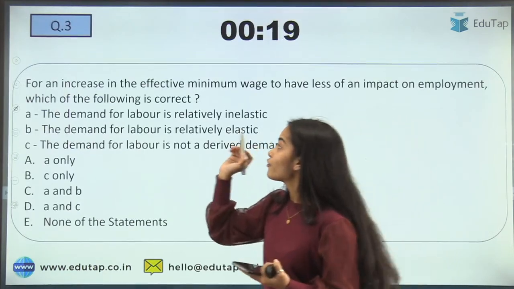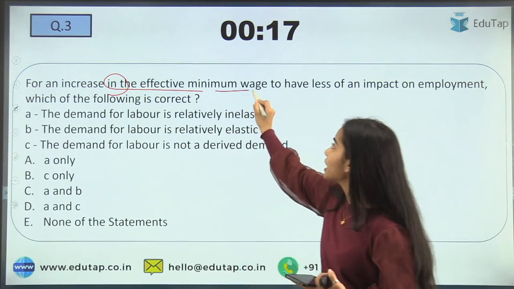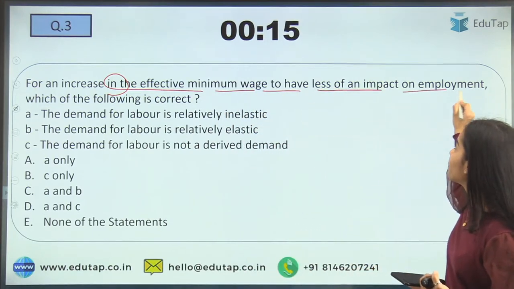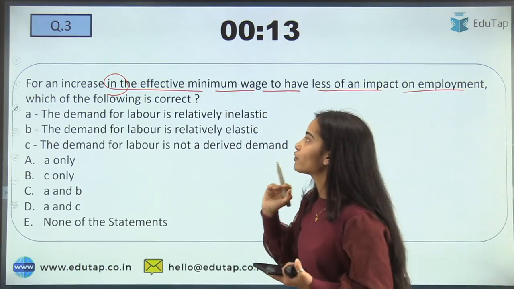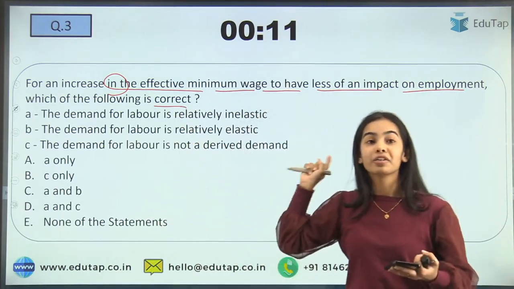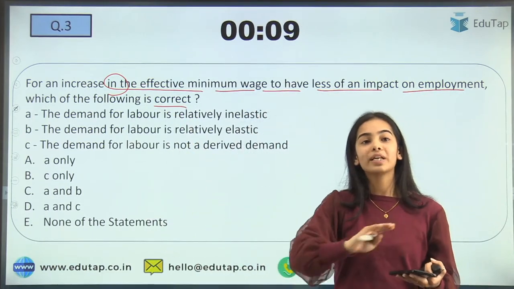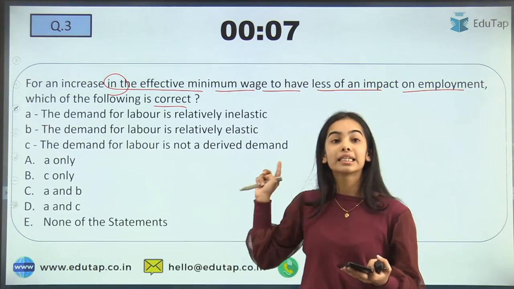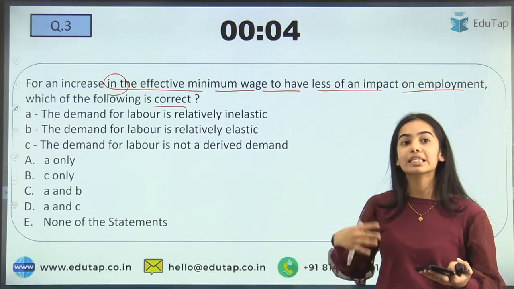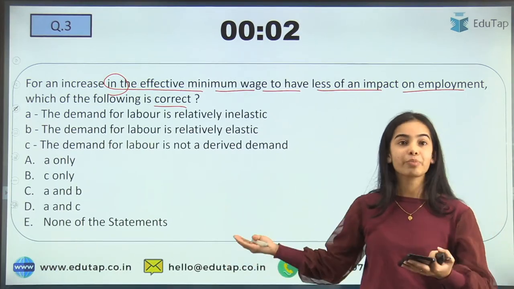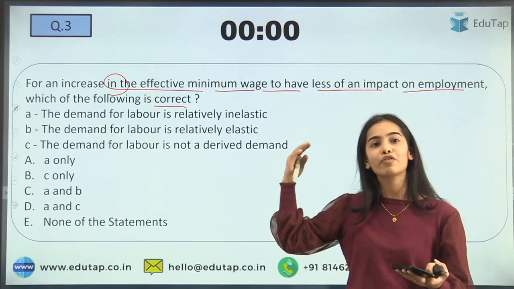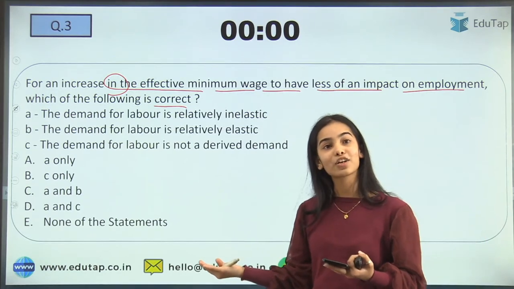Next question is, for an increase in the effective minimum wage to have less of an impact on employment, which of the following is correct? Again, very easy. Put the logic and you will get the answers in seconds, okay? This kind of application based questions you can see in the exam. This is an application based question of a very easy topic of elasticity. So try to give the right answer of this one.